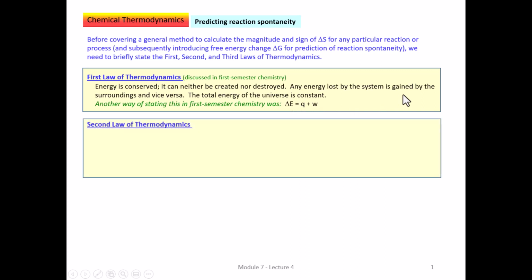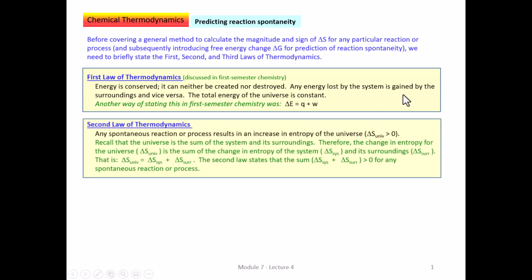The second law of thermodynamics states that any spontaneous reaction or process will result in an increase in entropy of the universe. So we write that as delta S of the universe being greater than 0. If you recall, we defined the universe as the sum of the system, typically the reaction we're looking at, and the surroundings, everything else. Therefore, the change in entropy for the universe is the sum of the change in entropy of the system and its surroundings.